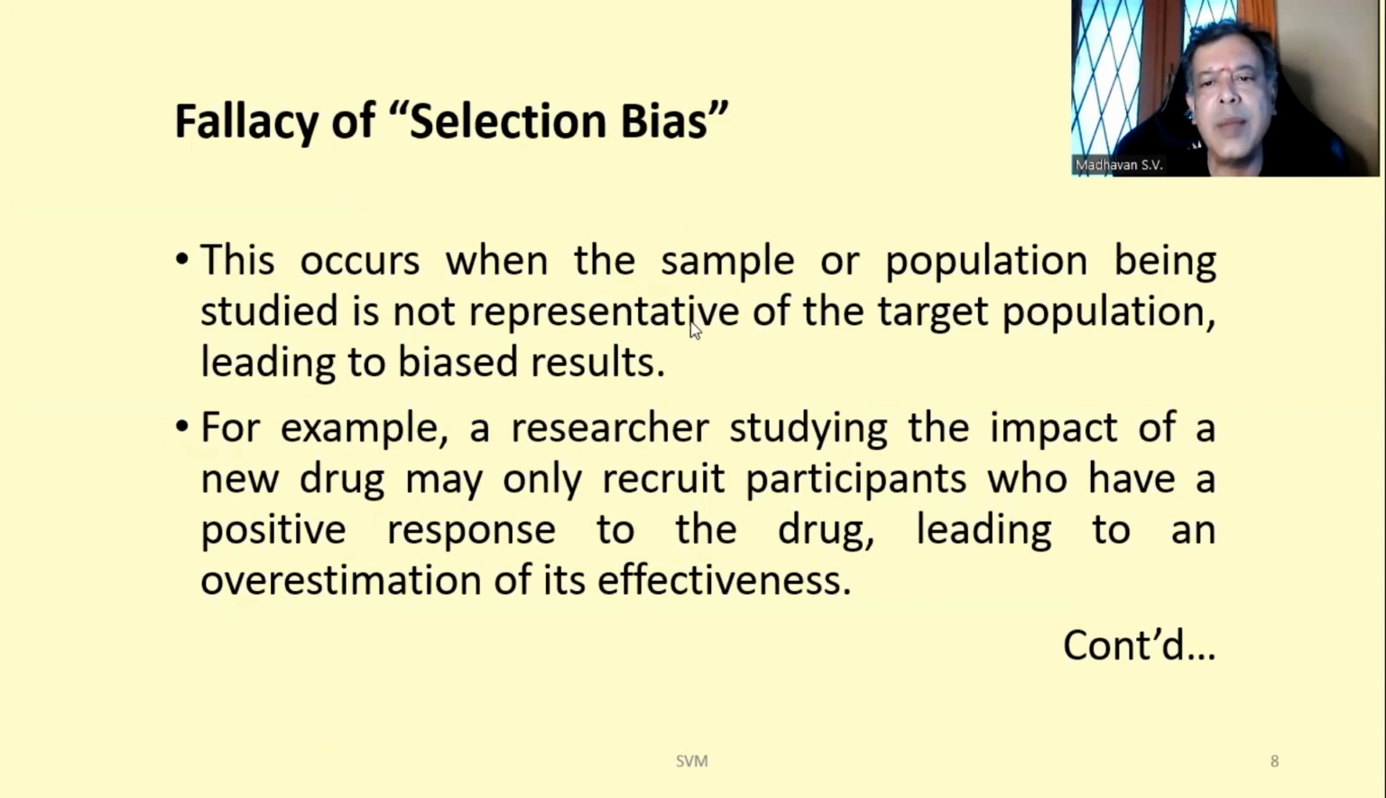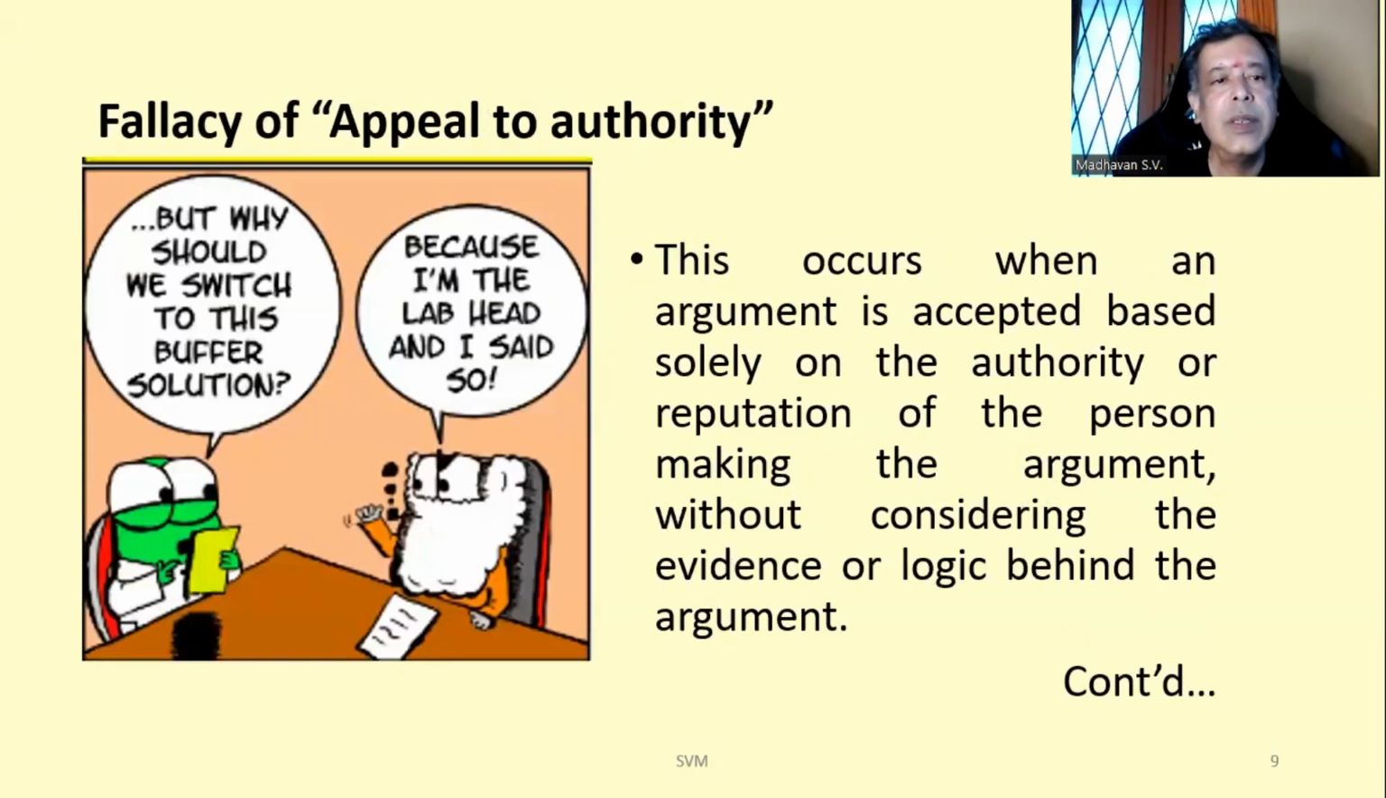This occurs when the sample or population being studied is not representative of the target population, leading to biased results. For example, a researcher studying the impact of a new drug may only interview or talk to people who have a positive response to the drug. So when he approaches only those people, it becomes a biased result. He doesn't get any negative feedback from anybody who has had a negative response. That is not at all being considered. That is selection bias.